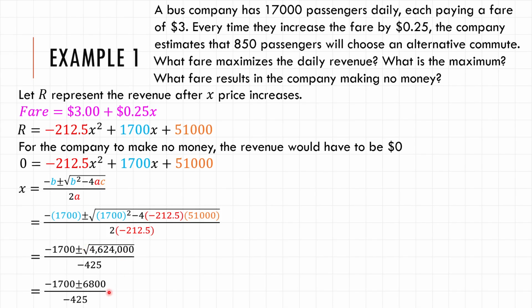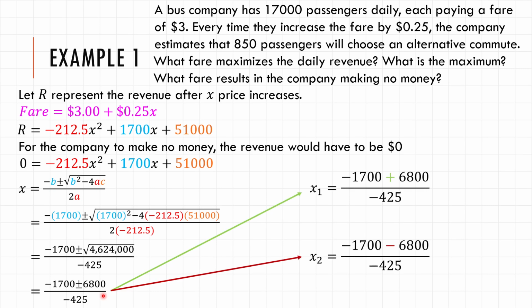And so at this point, I would split up my quadratic formula into these 2 different solutions. This one, as I evaluate it, I'll get negative 12. And as I evaluate this one, I'll get 20. So what this means is one of the solutions is negative 12 price increases, and the other one is 20 price increases. Is negative 12 an admissible solution in this case?